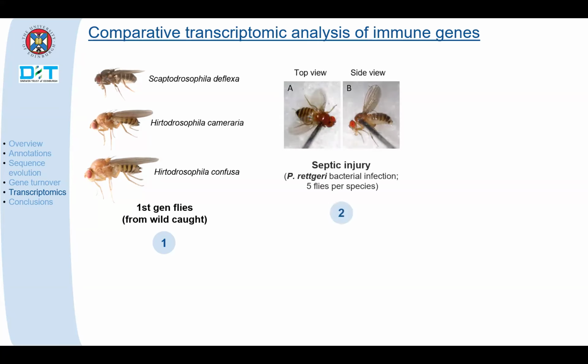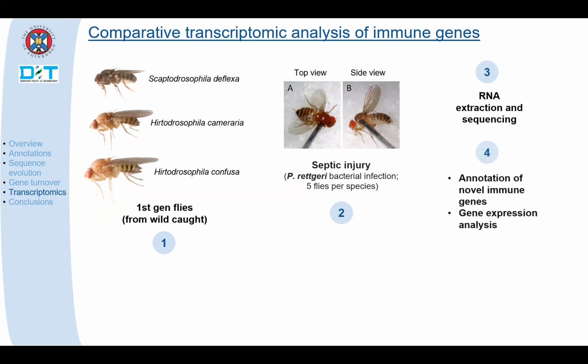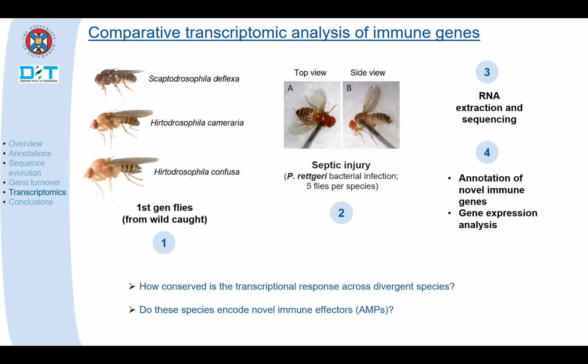For the immune challenge, we used septic injury with Providencia rettgeri, a gram-negative bacterium that naturally infects some populations of Drosophila. It is a well-established pathogen that triggers the IMD pathway in Drosophila melanogaster. We infected 5 individuals per species, and we had 5 matched controls. Then we extracted the RNA and did the sequencing, and this gives us paired infected and uninfected individuals for each species, which allows us to do differential expression analysis, analyze how conserved the transcriptional response is across these distant flies, and identify if there are any novel immune effectors in these species.